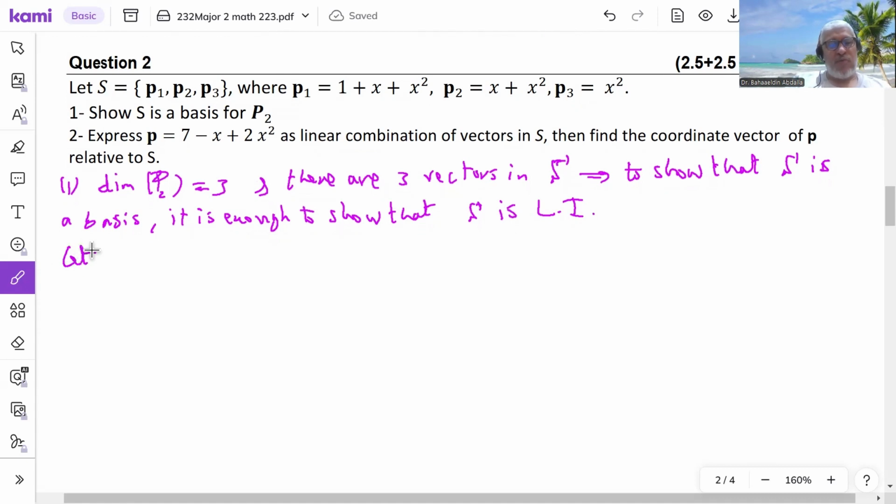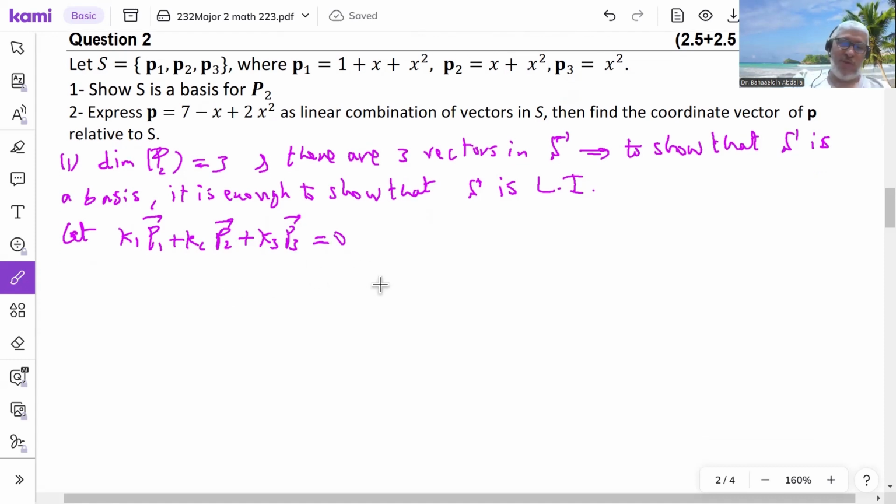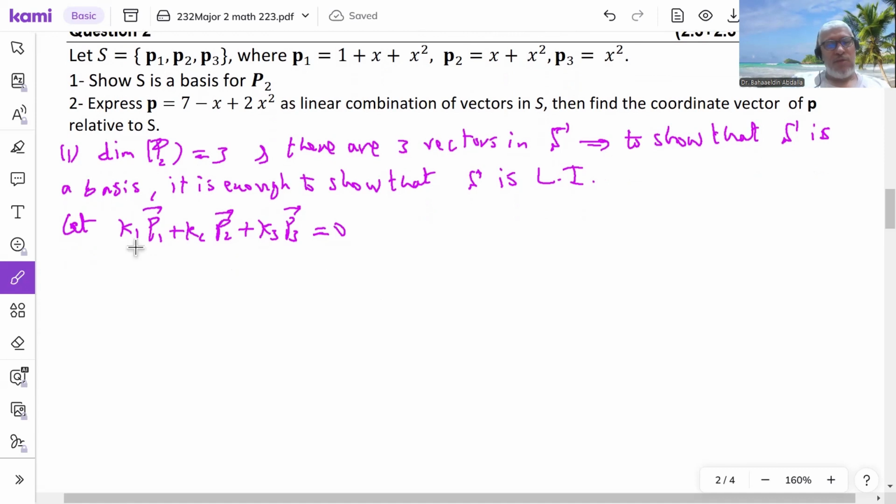So how to prove linear independence? We have K1 times P1 plus K2 times P2 plus K3 times P3 equals 0. And then we have to show that there is only one solution of this system, which is the trivial solution, K1 equals K2 equals K3 equals 0. So now this equation will give me a system.